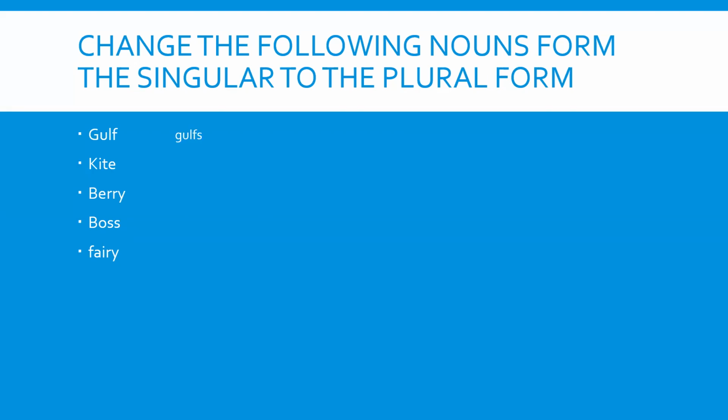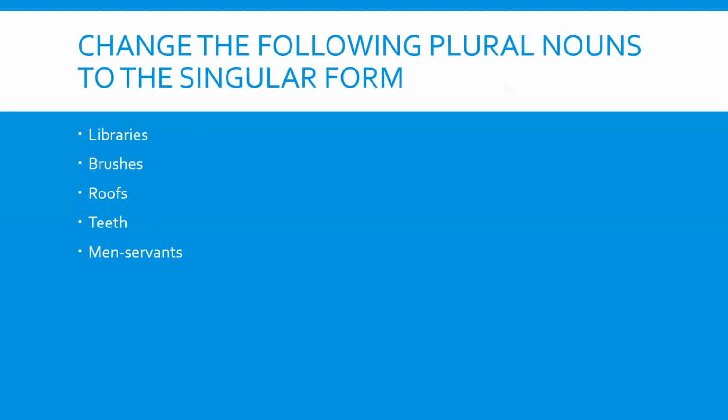Gulfs. FS. Kite becomes kites. Berry becomes berries. You remove the Y and add IES. Boss with a double S, add ES to it. Bosses. Ferry, what do you do there? You take off the Y and add IES. Ferries. Ready for some more?